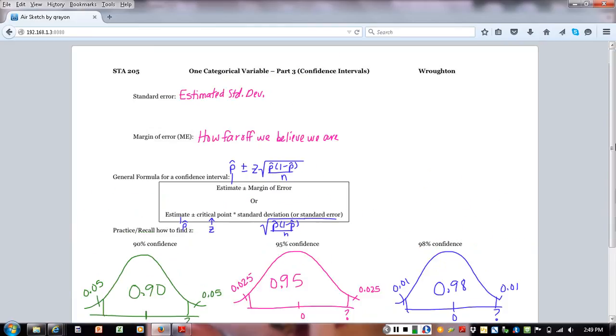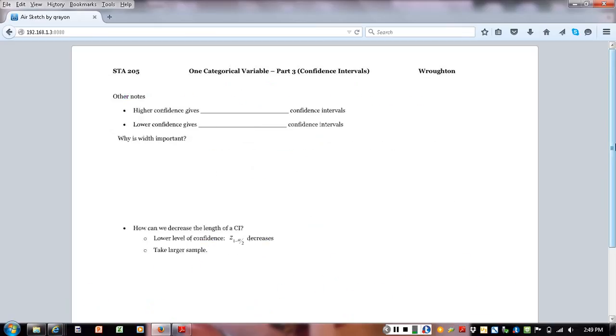So I'm going to go out more standard deviations. What's that going to do to my interval? It's going to make my interval wider. So the more confident I am, the wider my interval is going to be. The less confident I am, the narrower the interval is going to turn out to be. So why is width such an important thing for me to bring up here?